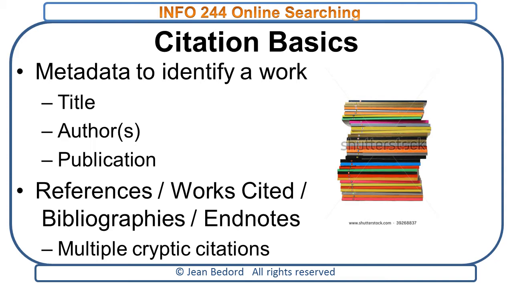In many types of articles, particularly scholarly publications, there's an additional set of citations at the end of the work. These are sometimes called references, sometimes works cited, or bibliographies or endnotes. These citations are much briefer and often cryptic with abbreviated titles and journal names. Sometimes they're fielded separately and sometimes just mushed together into a general text field. It's these references at the end of the paper that we'll be examining in this unit.